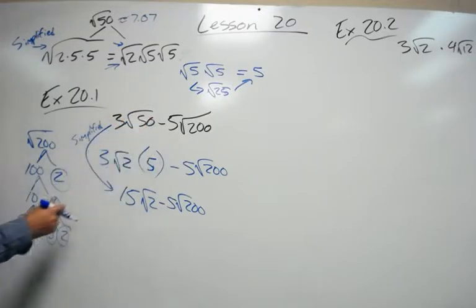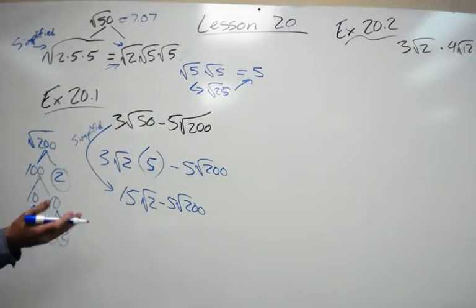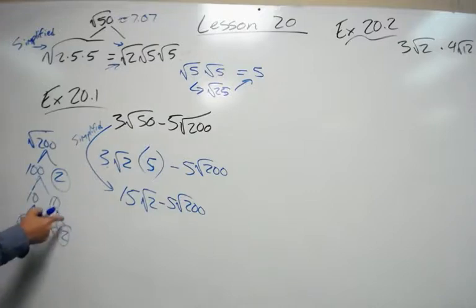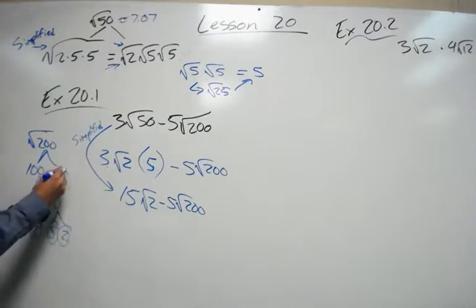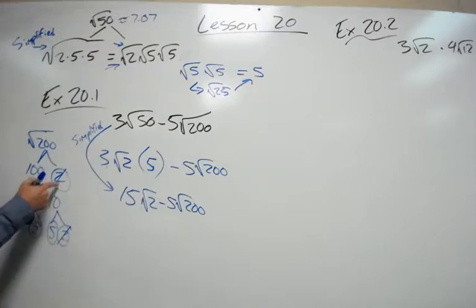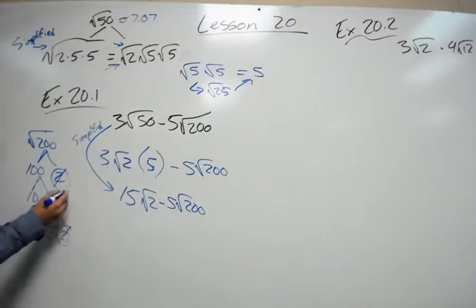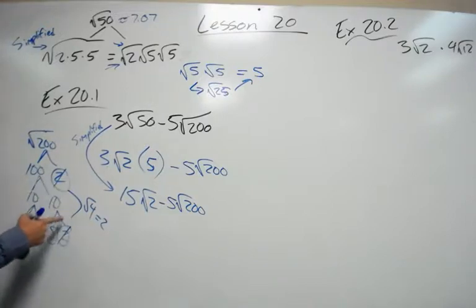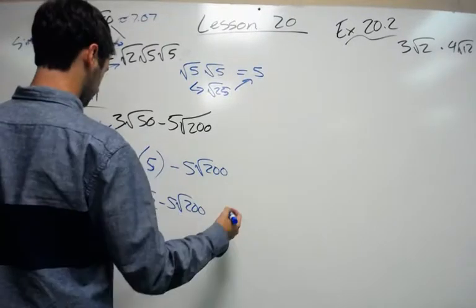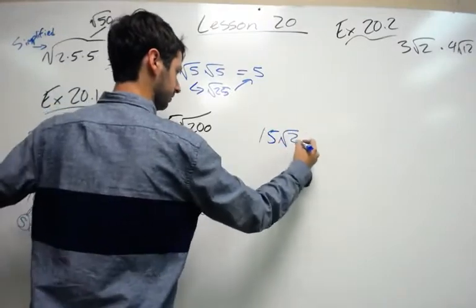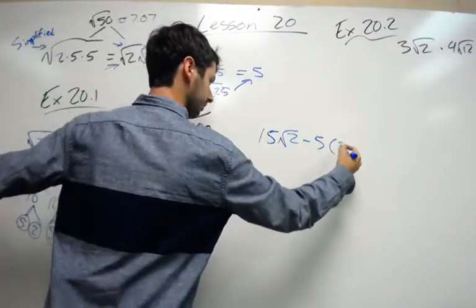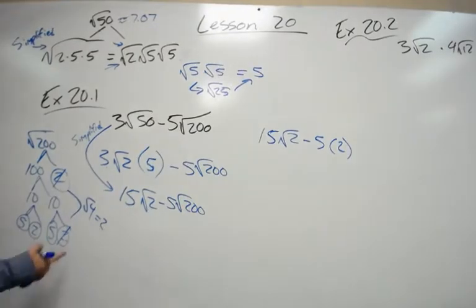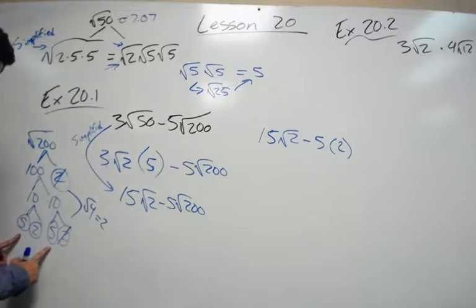So rather than writing it all out, what I always do is I see two 2's right here. So I cross those out because I know that radical 2 times radical 2 would be radical 4, and that would equal 2. So I take these two 2's out, and I write, here, we got 15 radical 2 minus 5 times 2. So we took those out. We got two 5's here.